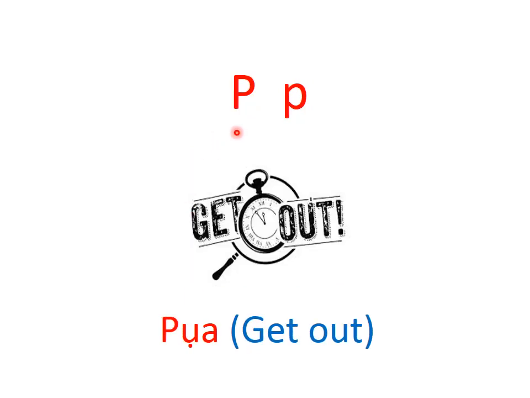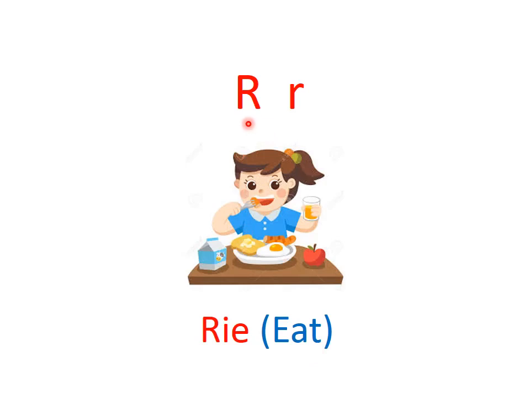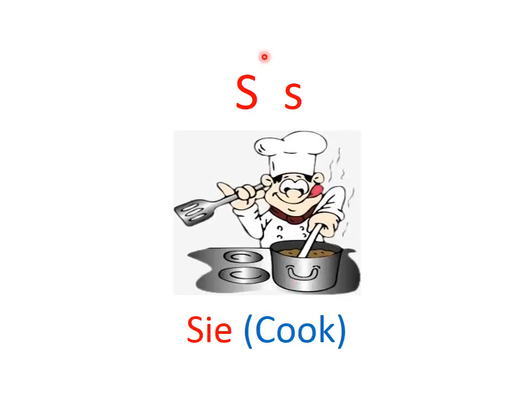P as in poor, gets out. Re as in rear, eat. C as in sear, cook.